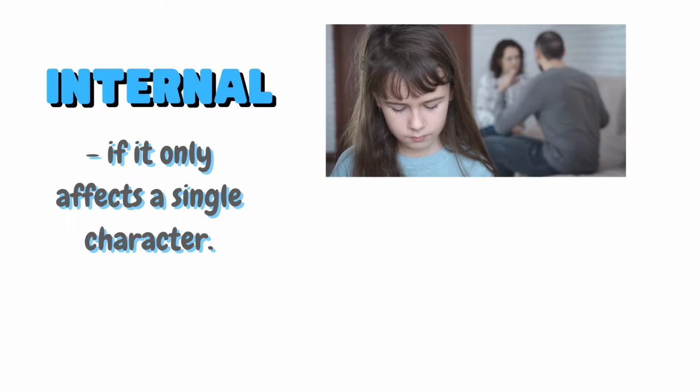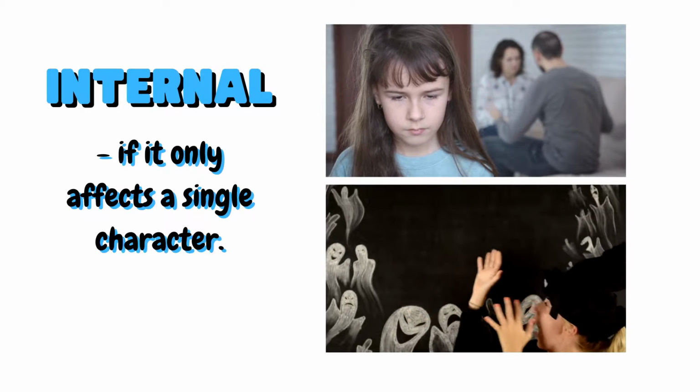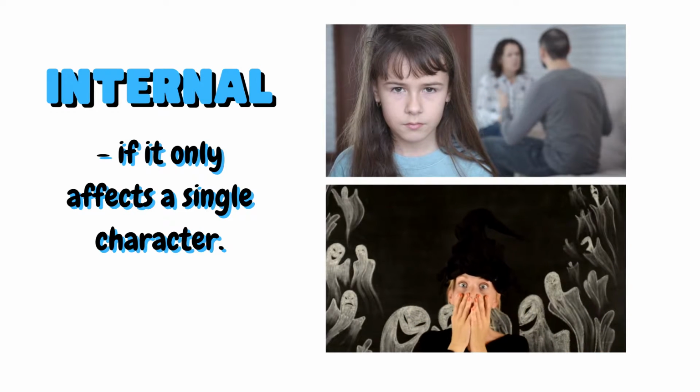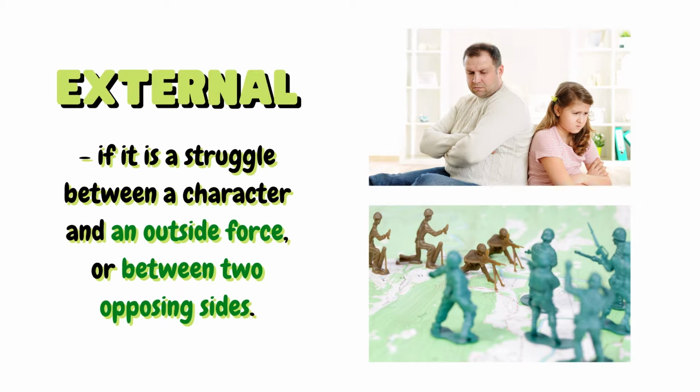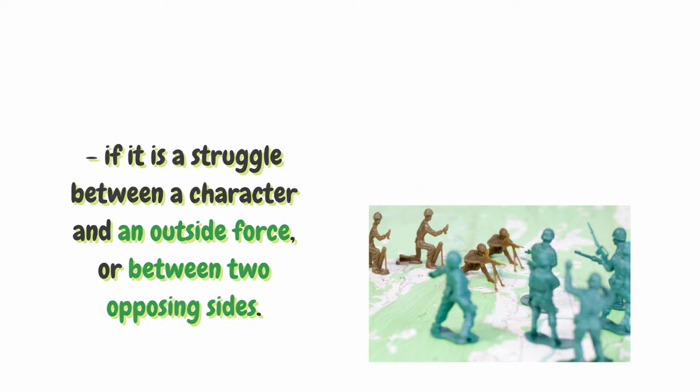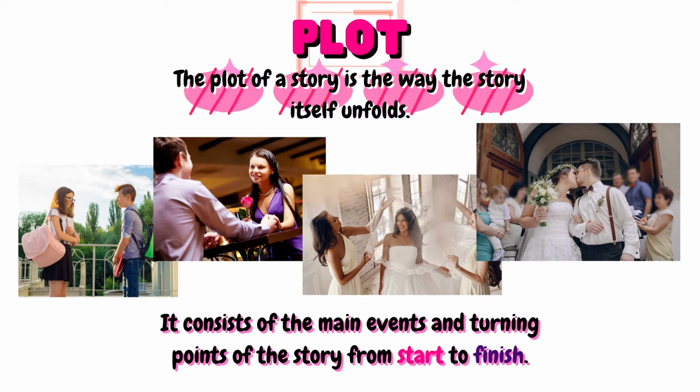It is internal if it only affects a single character. A character's emotional problem or fear of something is an example of internal conflict. A conflict is external if it is a struggle between a character and an outside force, or between two opposing sides. It may just be between two characters, or it may involve groups of characters. An external conflict may also involve natural calamities, supernatural beings such as ghosts, or abstract forces such as the evils of society.